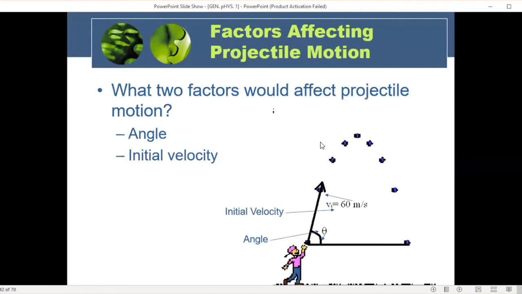Anyways, what are the factors that would affect projectile motion? Of course, its angle and the initial velocity. For example, in this illustration, you have here the angle theta, and the initial velocity is 60 meters per second. So that's the factor. And then if we will ask how long it will take for that object to get down, pag sinabing how long, we're talking about time. And how long will this object reach the maximum height?